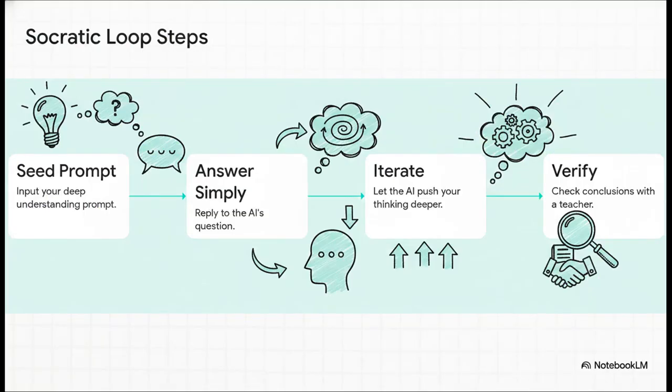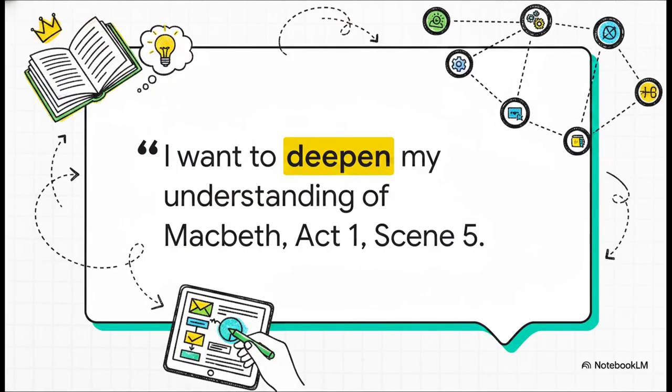The crucial point of this framework is flipping the script entirely. Instead of you asking for answers, the AI asks you questions. Drawing from an excellent educator's demonstration over at Voller Education, you can trigger this Socratic questioning loop using 4 distinct steps. First, you give it a seed prompt to deepen your understanding. Second, you answer its question simply. Third, you let it push your thinking deeper iteratively. And fourth, importantly, you verify the deep conclusions you reach with an actual human teacher. It starts by dropping in a prompt derived from Caitlin's cookbook.